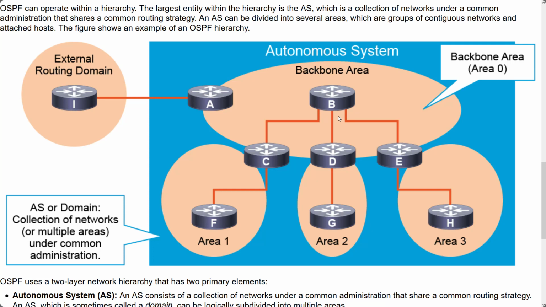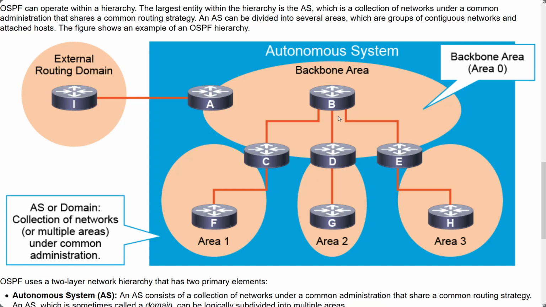Now, what about routers C, D, and E? Routers C, D, and E are what we call area border routers. They are defined as area border routers because they have at least one interface in the backbone and one interface that's in a non-backbone area.